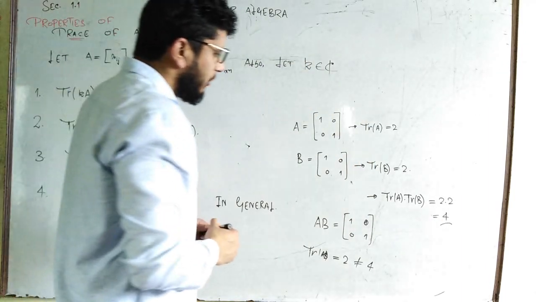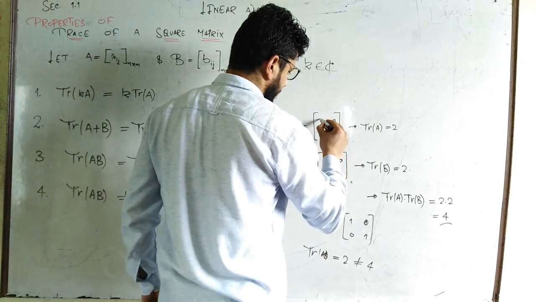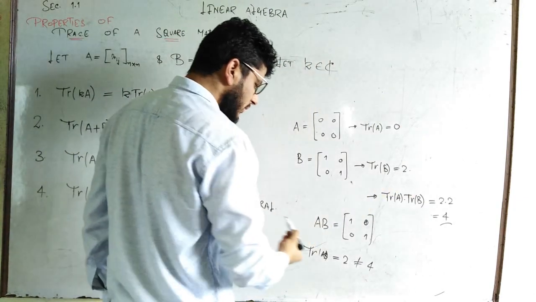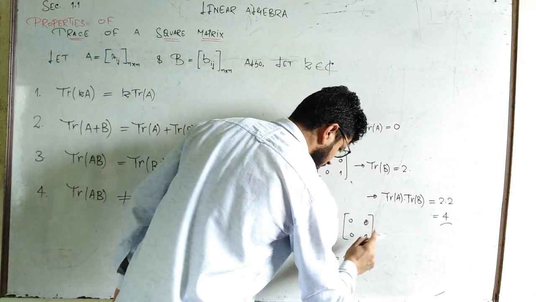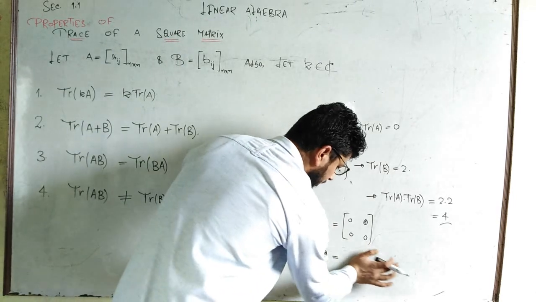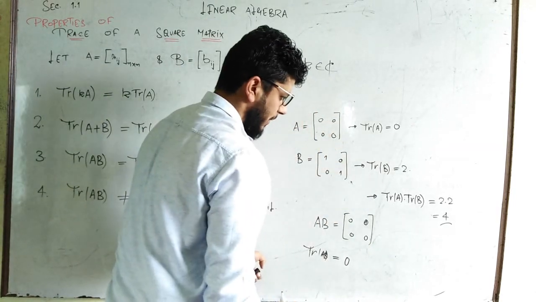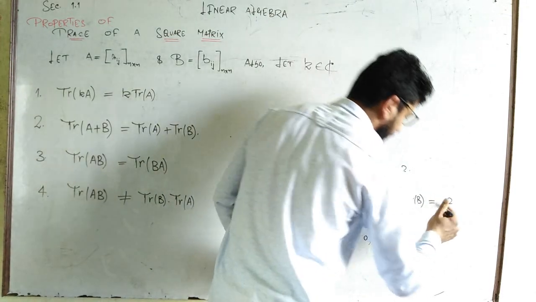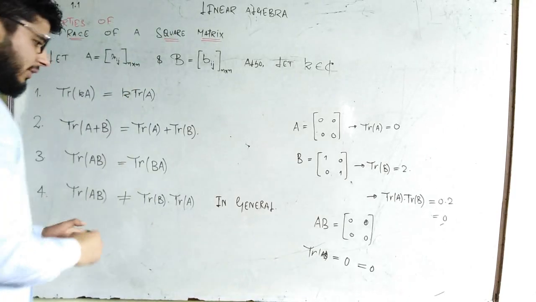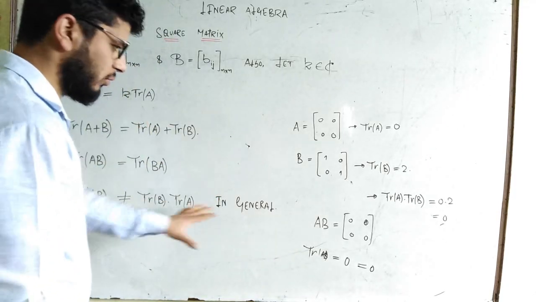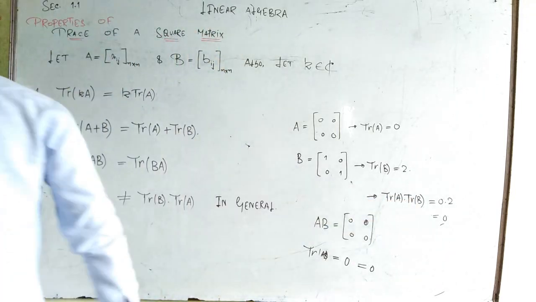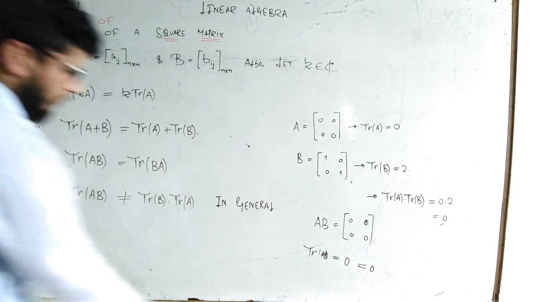Now at the same time, you can take A to be a null matrix. What's the trace of this now? It is 0, and the trace of B is 2. What about AB? It will become null, right? Because a null matrix multiplied with a matrix, where the multiplication is defined, is again null. So trace of AB will come out to be 0. Trace of A is 0, trace of B is 2, so this will become 0 into 2, which is 0. That is holding, but in general you cannot say. I have shown you one example that this does not hold. At the end, it's coming out to be a number. So this was the fourth one.